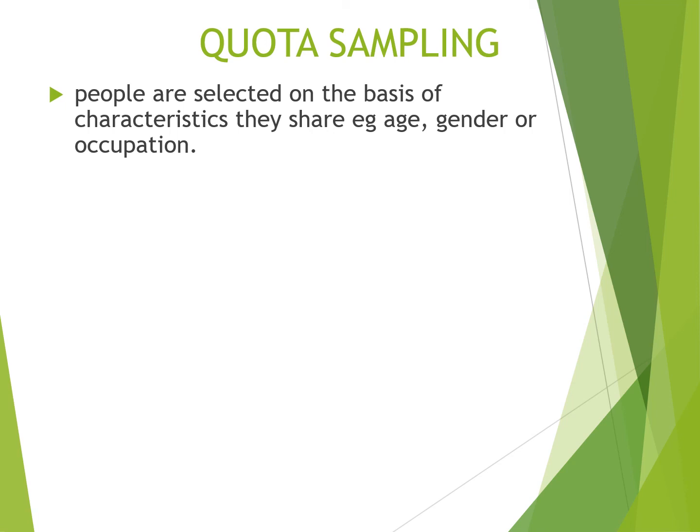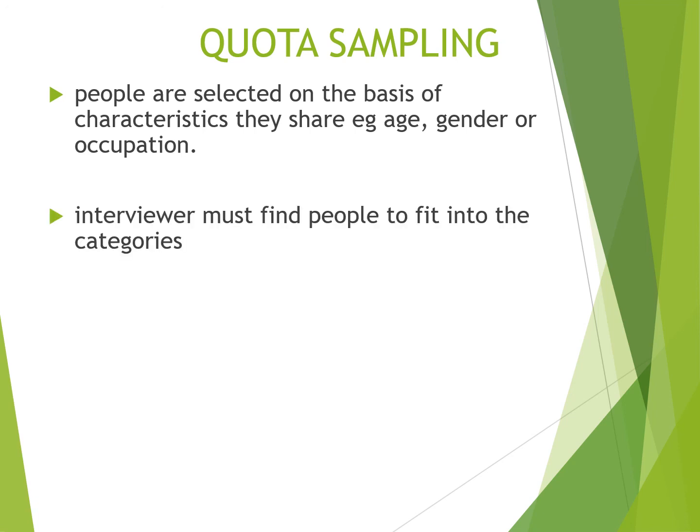Quota sampling is where people are selected on the basis of characteristics they share. For example, it could be their age, their gender, their occupation. Now, the way that this normally happens is people who carry out the questionnaires or surveys are maybe asked to find so many people in a certain age bracket. So it could be males under 18, and then you've maybe got to find another 4 males between 20 and 35, or females over 70 or whatever. And this is how it normally happens.